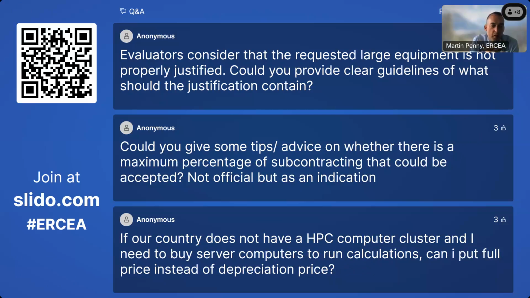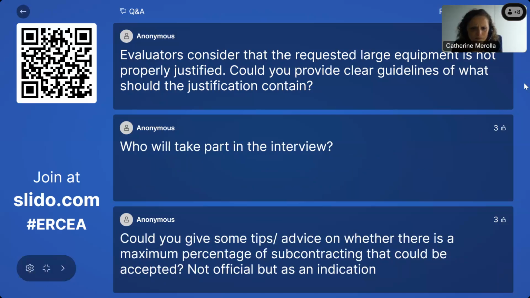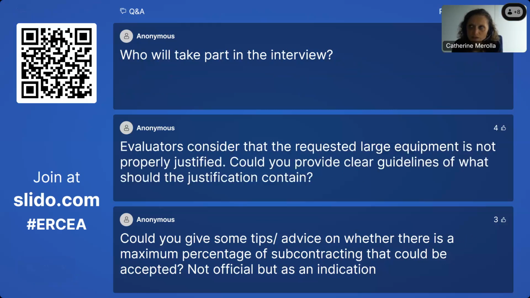Clear. And then another question on budget, Catherine. If our country does not have a high performance computer cluster, how do we put that in place? Is that through depreciation? Yes, if it must be recorded as an asset in your accounting system, it's a piece of equipment, and you will have in the budget table only the depreciation of that piece of equipment.